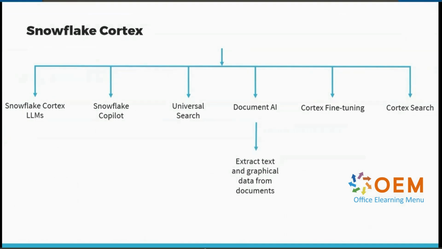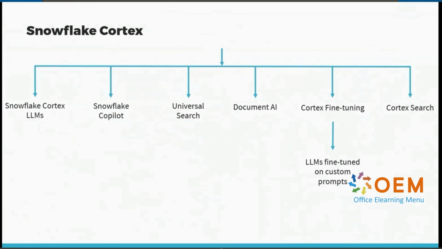Document AI is an interesting feature. This makes use of the Arctic tilt, that's the proprietary LLM that we discussed earlier, and it's used to extract data from documents. These documents could come in several different types of formats, such as PDF, Word, PowerPoint, and so on. And the information that you extract could be either text heavy or in graphical form, such as logos or handwritten text and signatures.